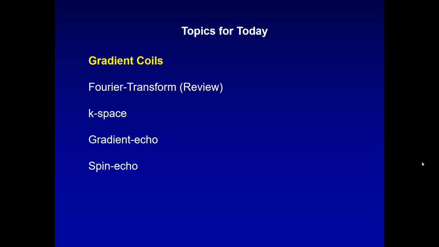Fourier transform, this will be a review. K-space, that's a concept of reciprocal space that describes the environment in which we acquire our data. And then two basic MR sequences, gradient echo and spin echo MR.